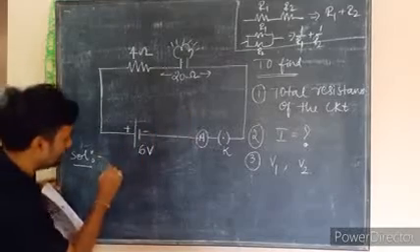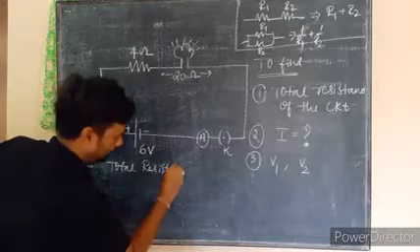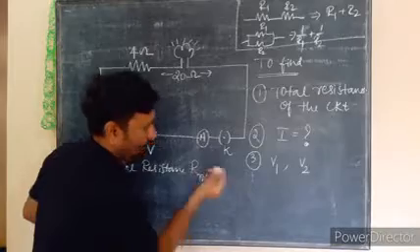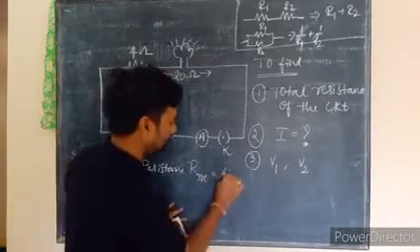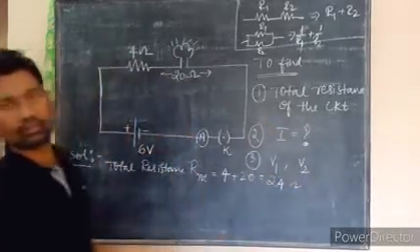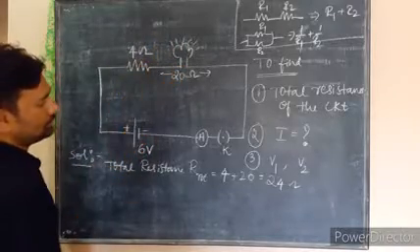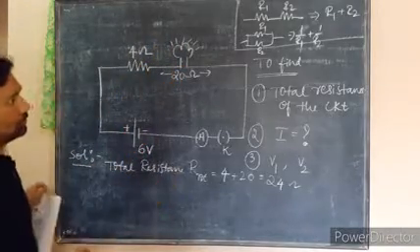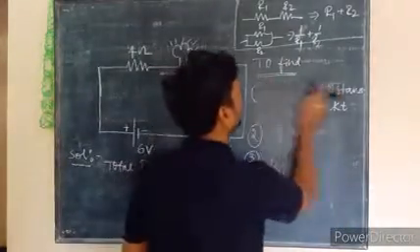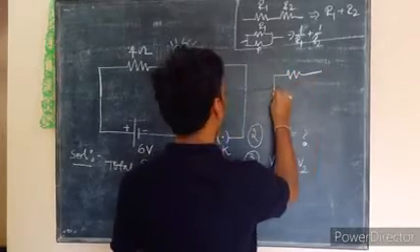So total resistance, I will write. You can call it R total or R equivalent, 4 plus 20, so 24 ohm. Now you got the answer: total resistance is 24. So I will draw one more circuit. You got the equivalent resistance as 24 ohm, so now the circuit is reduced to only one resistor.